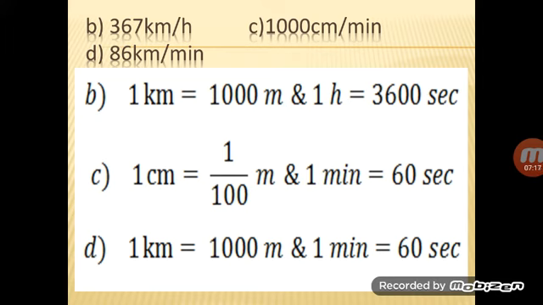D part is 86 kilometer per minute. We are going to convert it into meter per second. So 1 kilometer equals 1000 meter and 1 minute equals 60 seconds. These conversions will help you to convert B, C and D part speeds into meter per second unit only. Try to solve it.